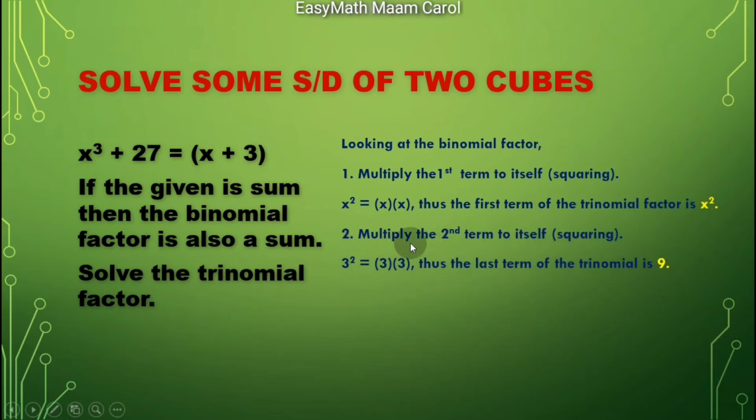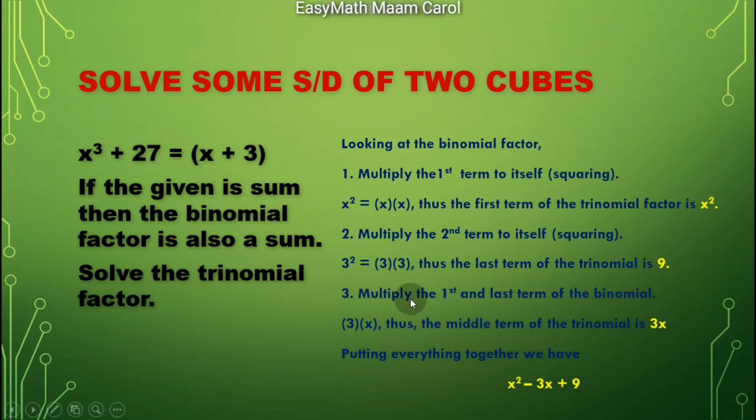Second step, multiply the second term to itself. Another squaring. So, 3 squared, meaning 3 times 3. Thus, the last term of the trinomial is 9. So, in-square natin yung 3. 3 times 3 is equal to 9. So, meron tayo kanina na x squared. Ngayon, meron naman tayo na 9. So, yung pangatlong term, anong gagawin? You multiply the first and the last term of the binomial. So, imumultiply naman daw natin silang dalawa.